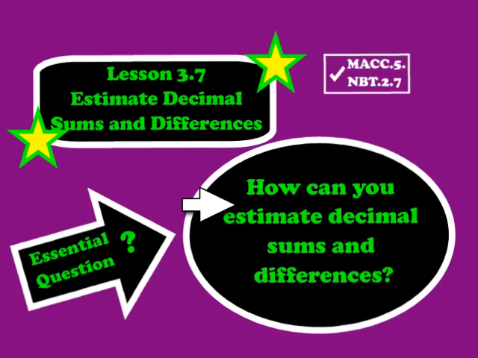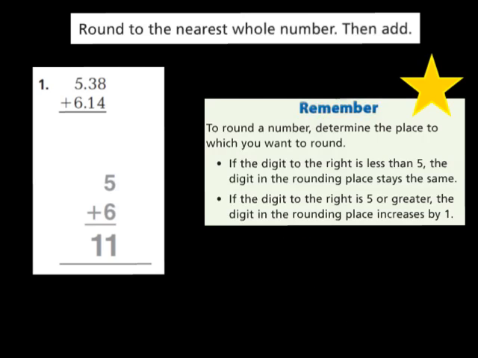Now, let's take a look at question number 1. As you can see, question number 1 has already been completed for us, but it's a good model of how to round to find a decimal sum. For question 1, what they give us is 5 38/100 plus 6 14/100. And the directions say to round to the nearest whole number, then add.